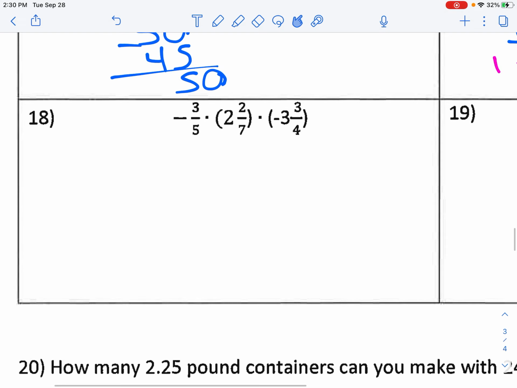Number 18, oh my, order of operations. We've got multiplying and multiplying. So we're going to go from left to right. So we've got a negative times a positive. That's going to be a negative answer.